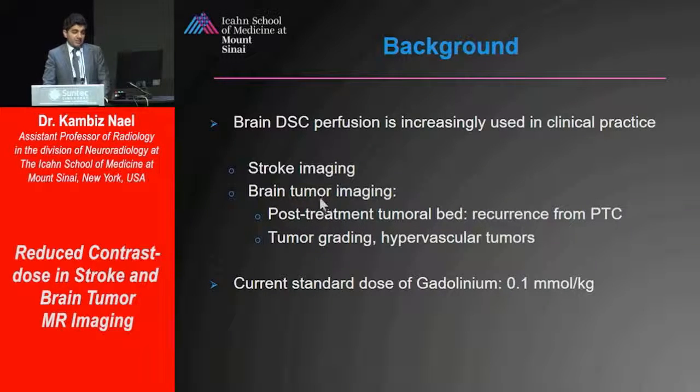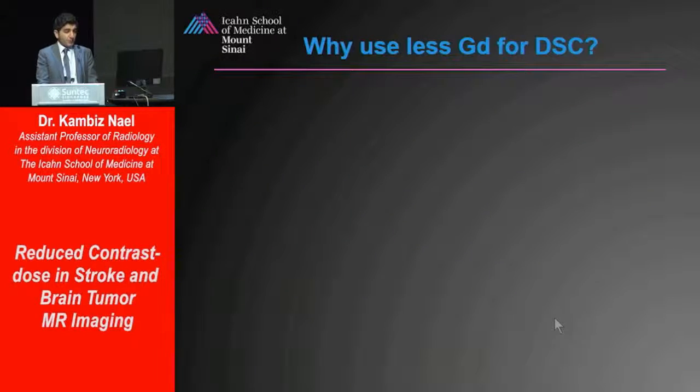So brain DSC perfusion is increasingly used in clinical practice. The two main applications that I personally use DSC perfusion for are stroke imaging, in order to identify penumbra and ischemic tissue, and brain tumor imaging, in which we try to characterize tissue and differentiate post-treatment changes from recurrent high-grade glioma. The current standard dose of gadolinium is about 0.1 millimole per kilogram of body weight. So why use less gadolinium for DSC?